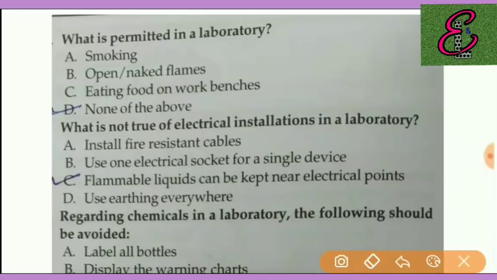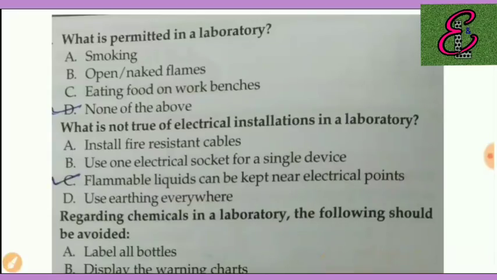The next question, what is not true of electrical installation in a laboratory? The right answer is flammable liquids can be kept near electrical points. It is not true.